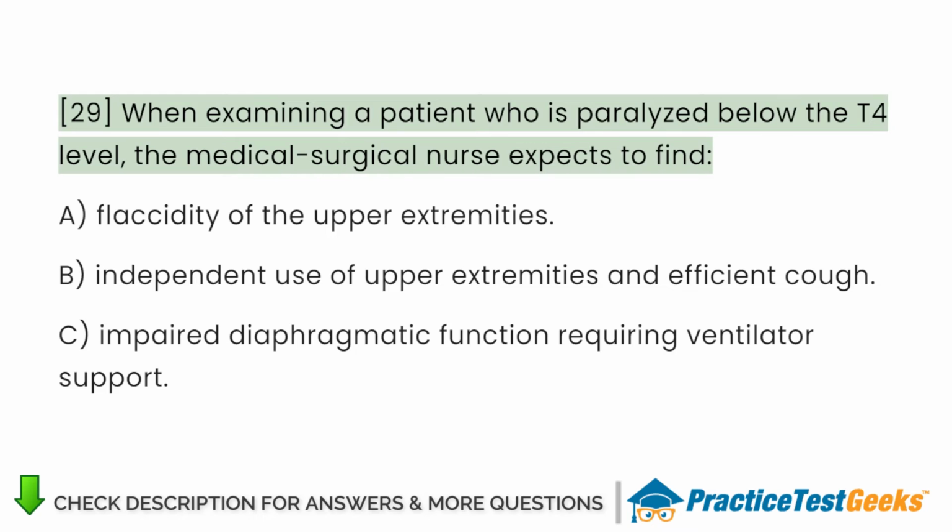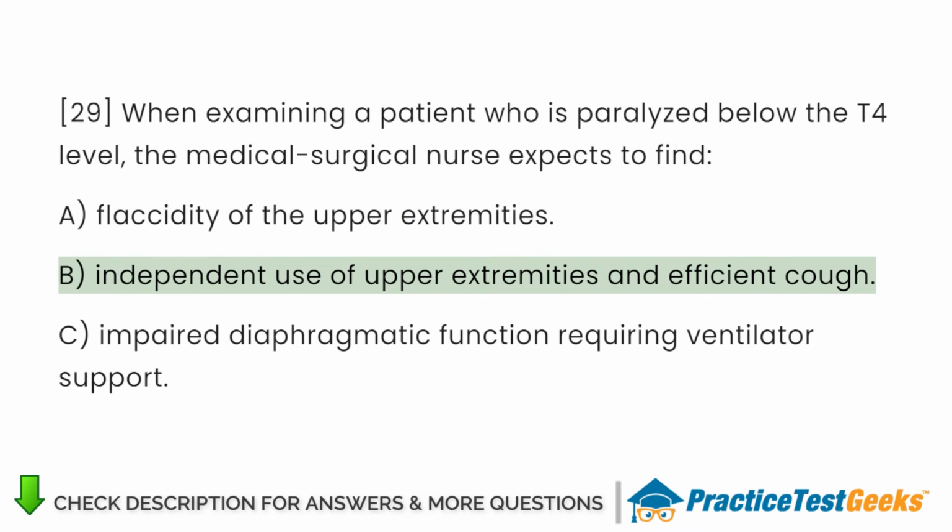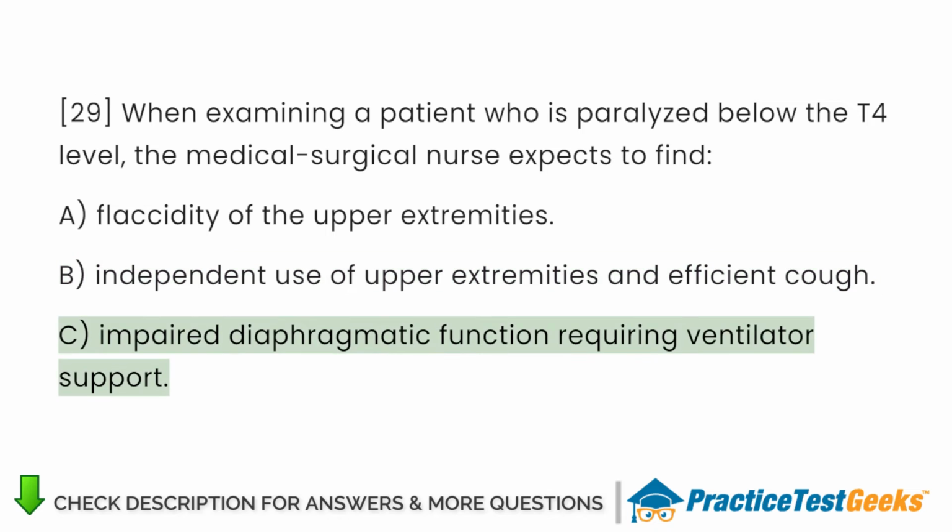When examining a patient who is paralyzed below the T4 level, the medical surgical nurse expects to find A. Flaccidity of the upper extremities. B. Independent use of upper extremities and efficient cough. C. Impaired diaphragmatic function requiring ventilator support.